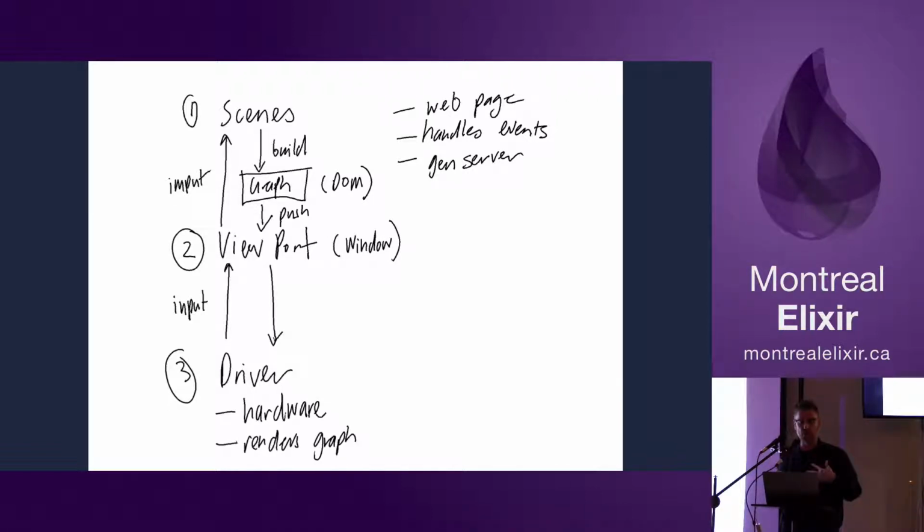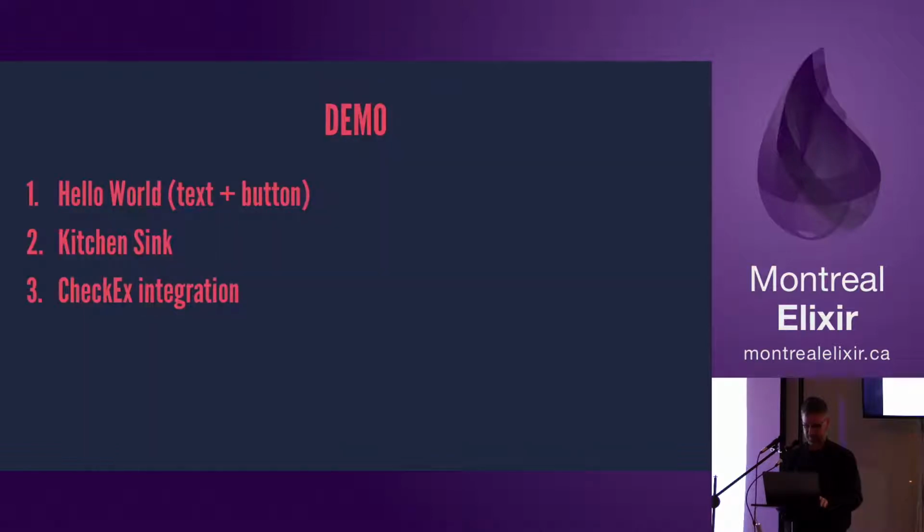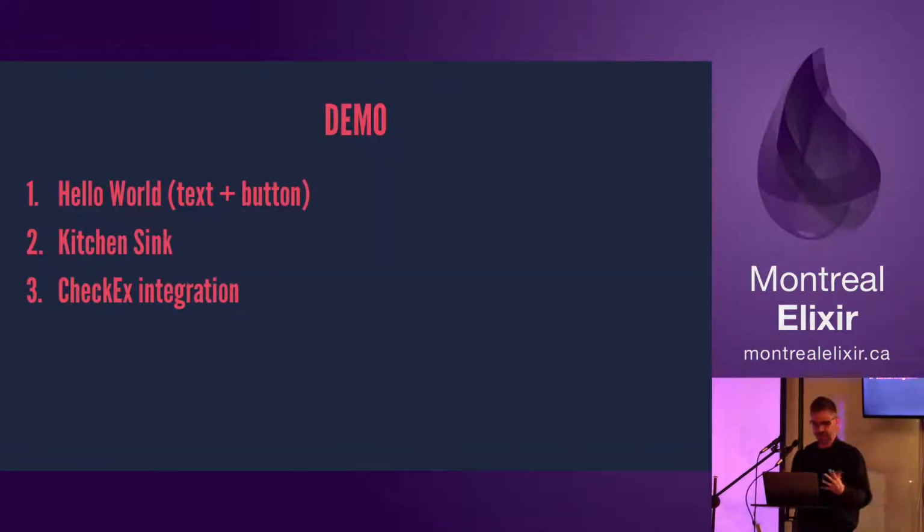And any input that comes from a device through a driver will be pushed up through the viewport and passed to the scene. So graphs going down, inputs going up, three elements: scenes, viewport, and driver. So that's enough theory. Let's see what this looks like. I'm going to start off with a simple hello world that has a text and a button. Then we're going to view the kitchen sink that will look at all the different elements that you have available, and then we'll quickly look at our checkout application and how that's integrated with that.